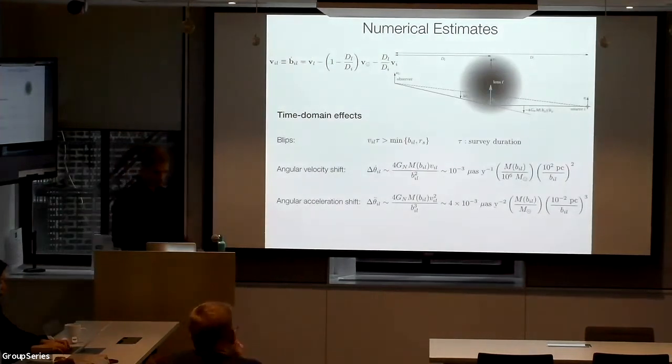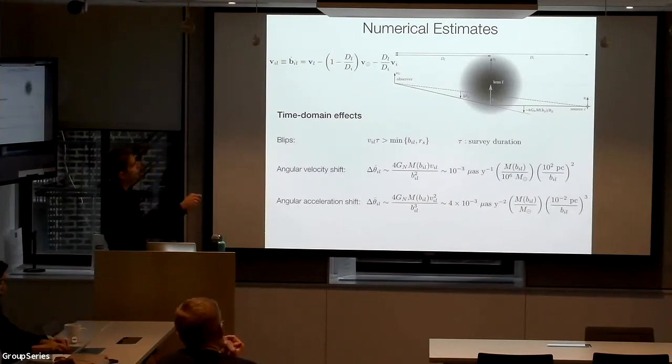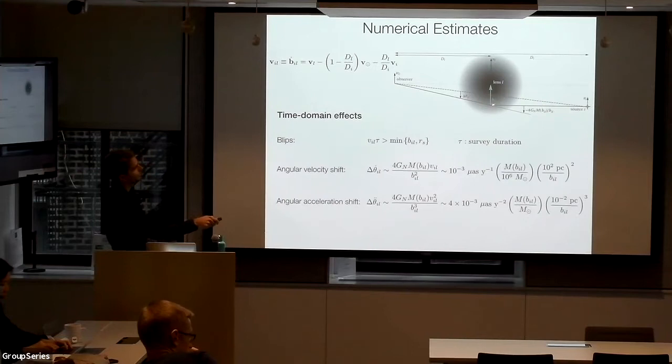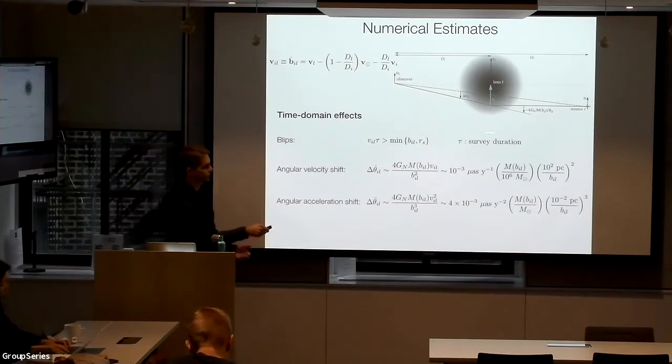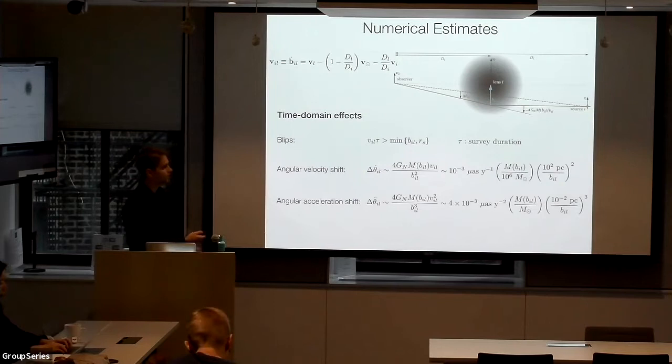Okay, so I showed you numerical estimates for the size of the static effect. Of course, the lens is moving at some velocity VL. We are moving, and the star is likewise moving. So this will induce these time domain effects. You can look for these monoblips if the path that the lens travels over the duration of your survey is larger than the impact parameter with the star. And what I'll be talking about most today is this angular velocity shift.